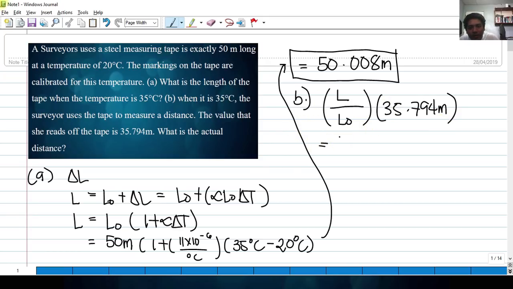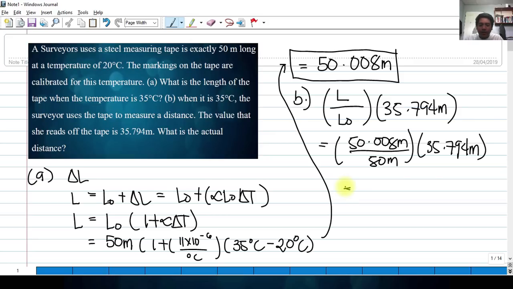So L is actually 50.008 meters divided by 50 meters times 35.794 meters. So we have 50.008 over 50, times 35.794. That is 35.8 meters.